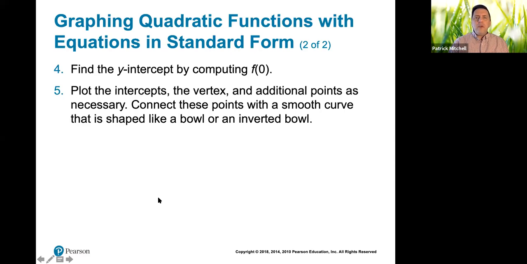Number 4, find the y-intercept by computing f of 0. Remember, to find a y-intercept, you always set x equal to 0. And then take all that information, the intercepts, the vertex, and additional points as necessary. Connect these points with a smooth curve that is shaped like a bowl or an inverted bowl.